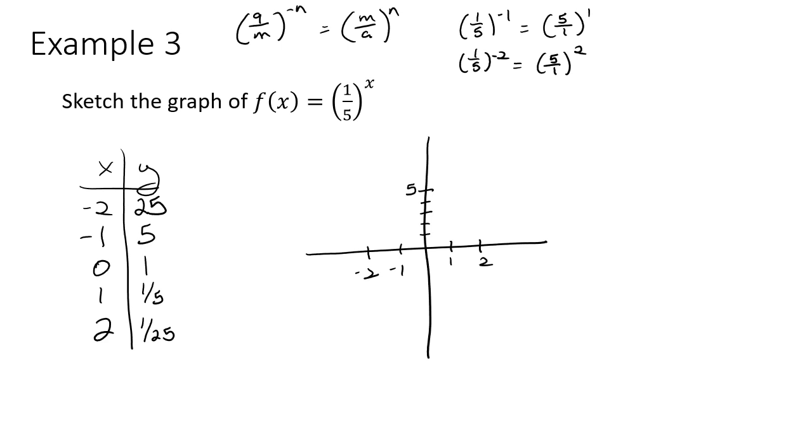And so if we plot our ordered pairs, we've got 0, 1. This time as we go to the right, though, it's getting closer to 0. So at 1, we've got 1/5, 0.2. And at 2, we've got 1/25. So it's already getting really close to 0. 3 would be 1/125th, 1 over 5 cubed. At -1, we're up at 5. And at -2, we would be up at 25, off the chart.